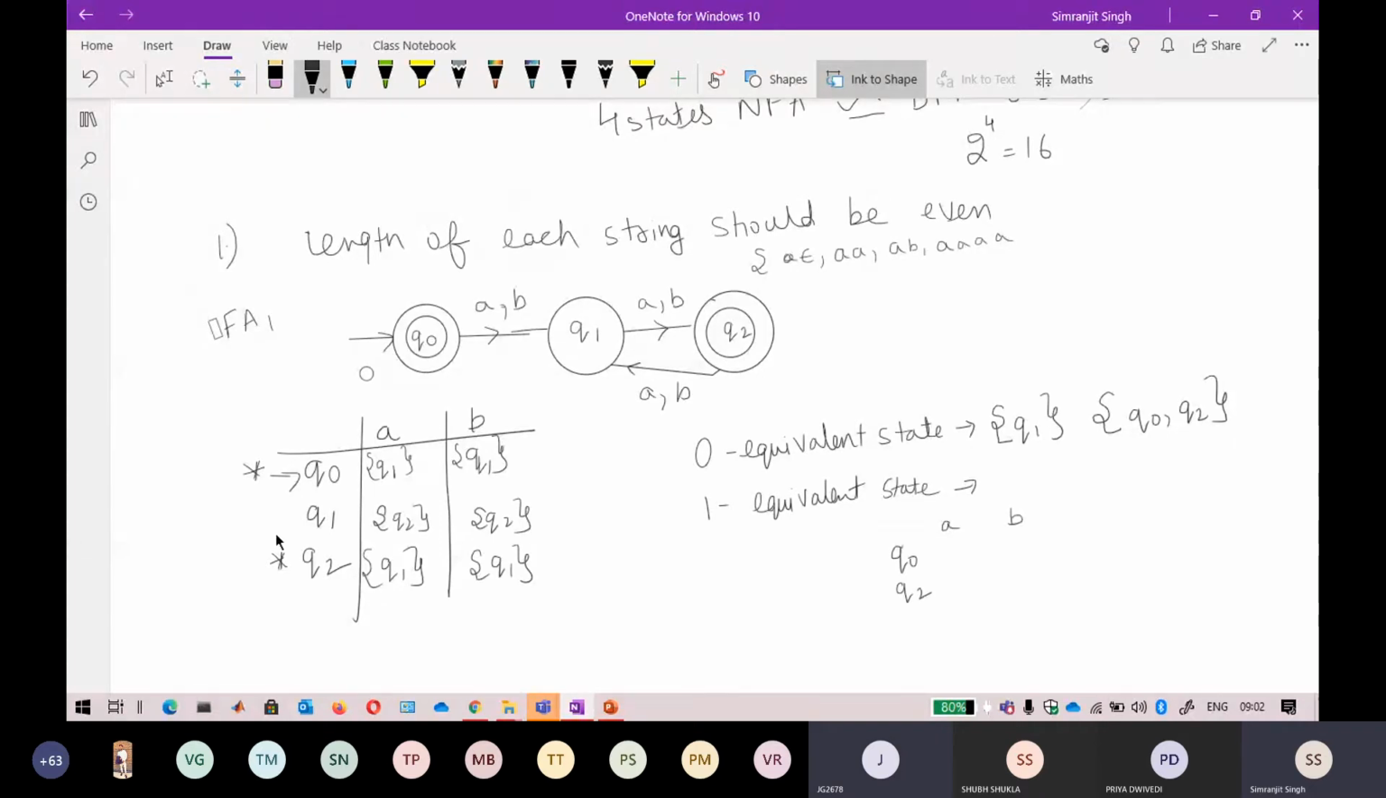If you clearly look at this part of the table, forget about the transition of B here. Only keep in mind that we are looking only at A. Q naught on A is transitioning towards Q1, and Q2 on A is transitioning towards Q1.